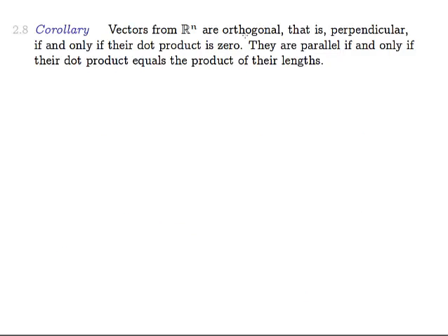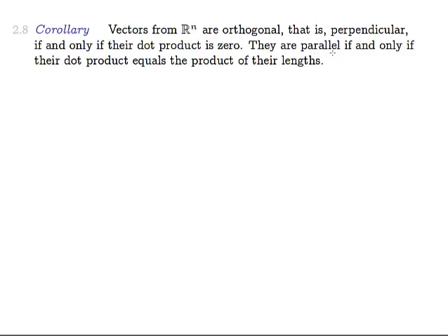Okay. All right. So vectors from Rn are orthogonal, that is perpendicular, if and only if their dot product is 0. Okay. What does perpendicular mean? It means the angle between them is 90 degrees or pi over 2. And what is cosine pi over 2? Cosine pi over 2 is 0. Okay. And when is the cosine going to be 0? When the dot product is 0. Okay.